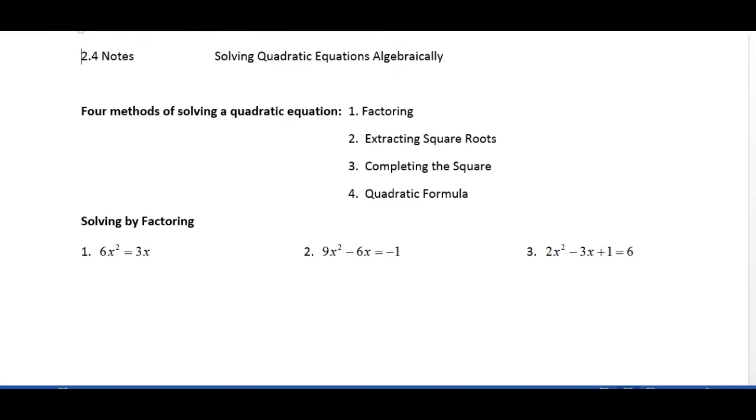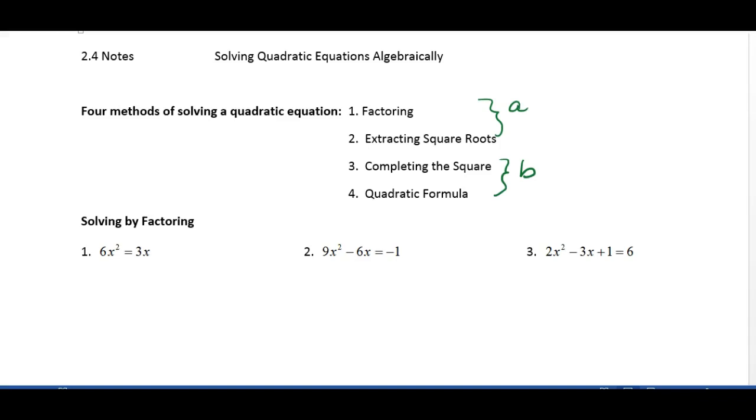All right, 2.4. We're going to split 2.4 into two sections, A and B. All of 2.4 is about solving quadratic equations algebraically. There's four methods: factoring, extracting square roots, completing the square, and quadratic formula. So 1 and 2 are going to be videos A, 2.4A, and 3 and 4 is going to be part B. So you have one notes page, but it'll take 2 videos for me to explain it, just so it's not too much information at one sitting.